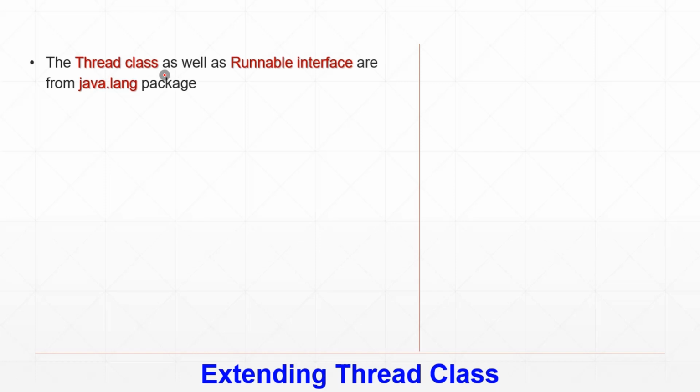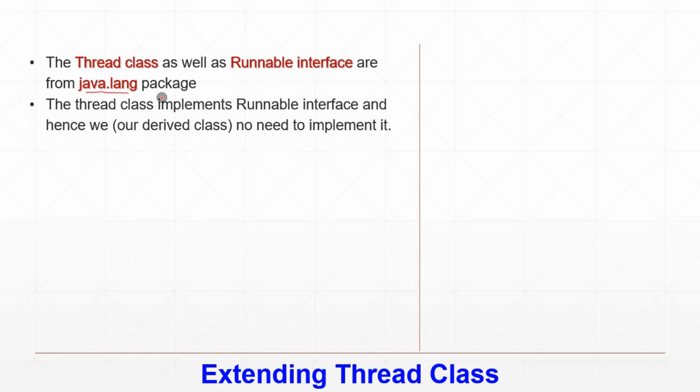The Thread class as well as the Runnable interface are from the java.lang package. Previously we used the Runnable interface, right? The Thread class implements the Runnable interface, and hence we no need to implement it. So if you derive a class from the Thread class, since the Thread class already implements the Runnable interface, we no need to implement the Runnable interface. We in the sense the derived class.